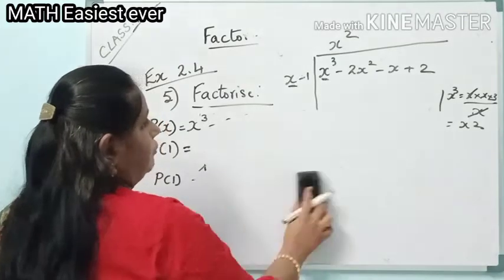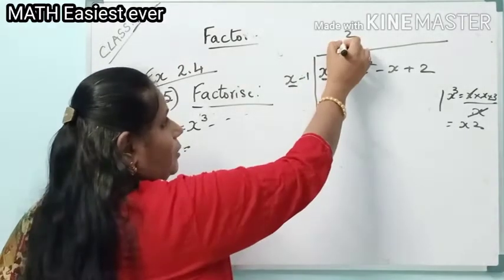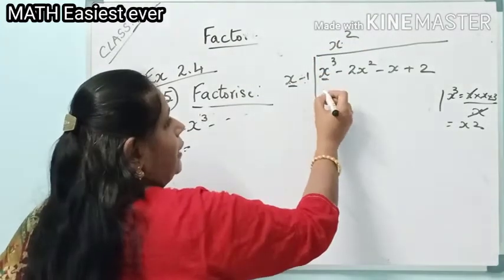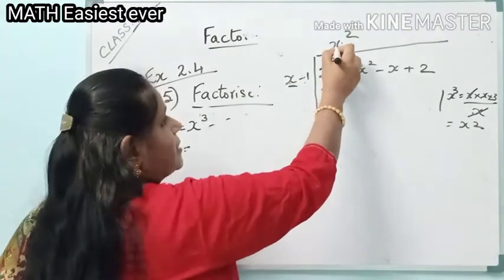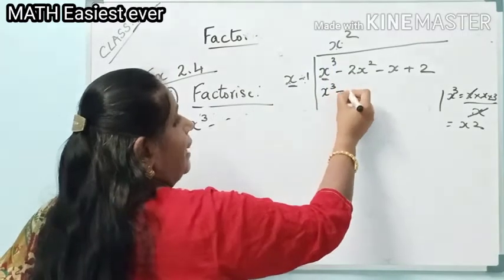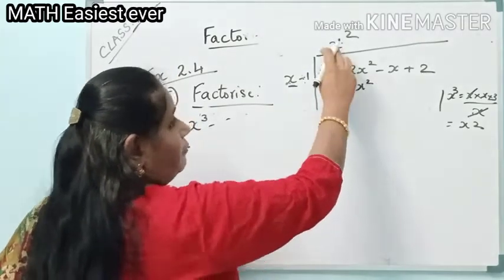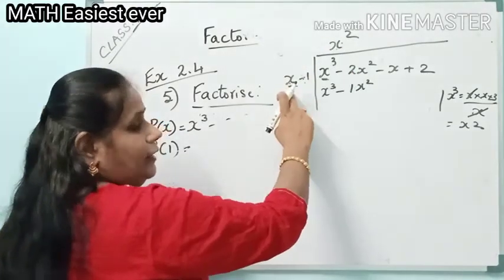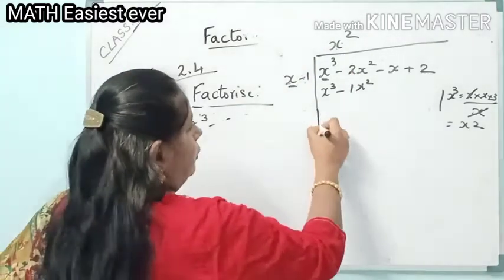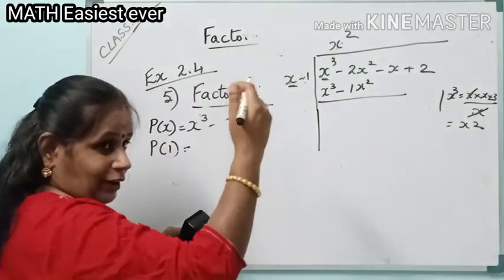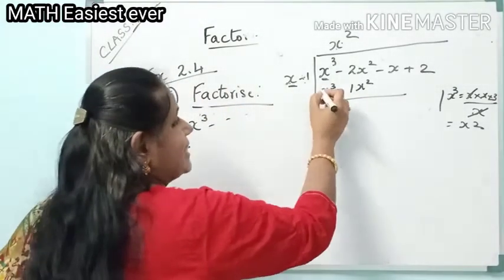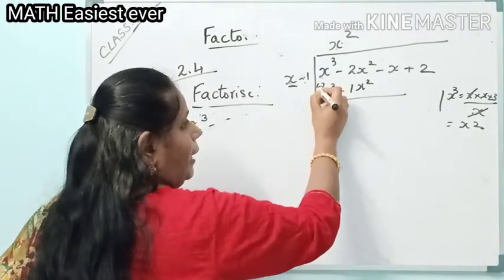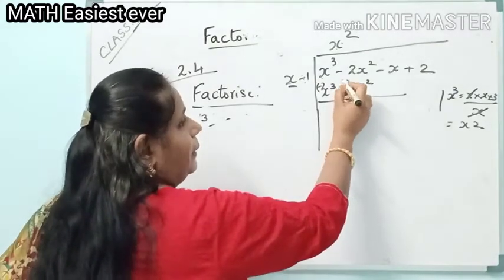So, what you have to do is, now take this x square and multiply with these two terms. So, x square into x is x cube, x square into minus 1 is minus 1 x square. After you get the first term of the quotient, take that quotient and multiply with these two terms. Okay. Now, what do you get? Now, as you do, you have to subtract so the second line sign will change.